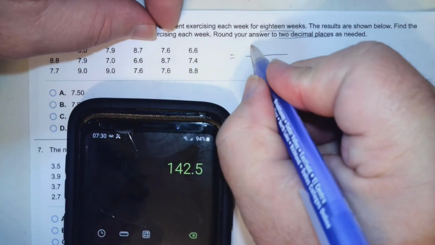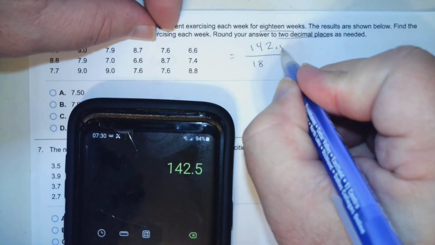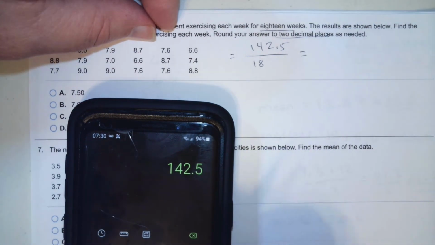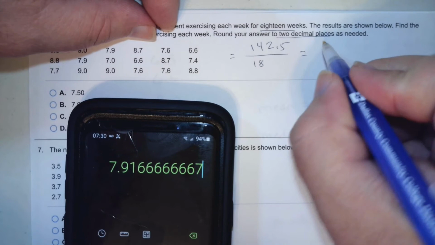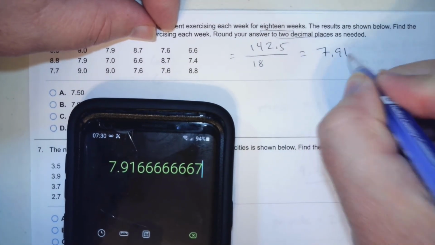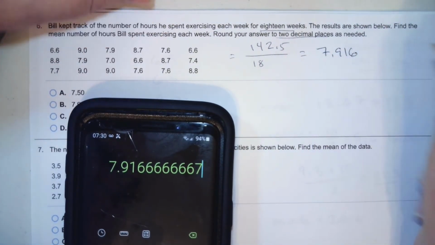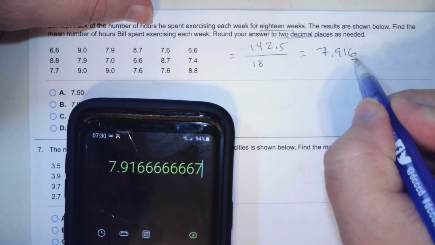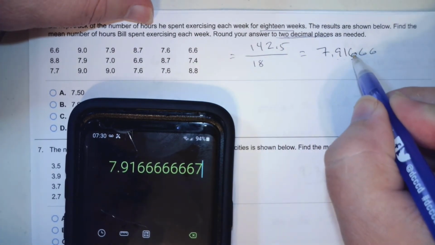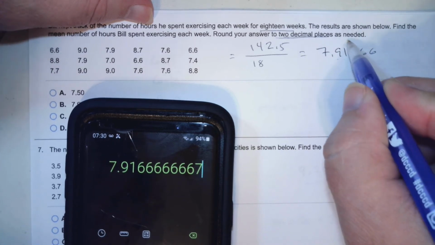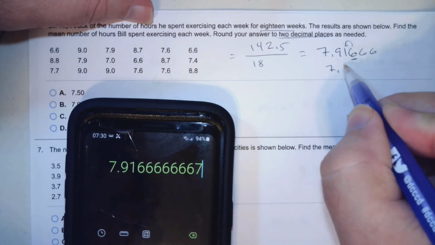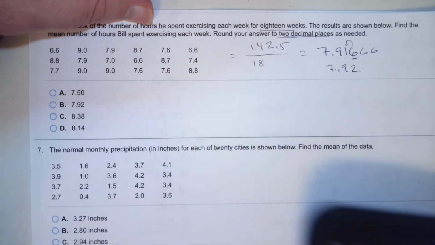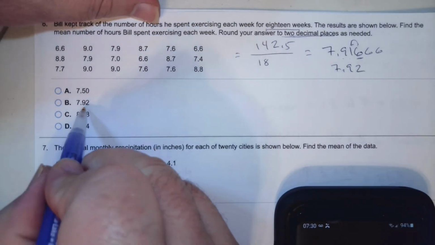He spent 142.5 hours divided by 18, 7.916. We want 2 decimal places, so we look at the third number. Since it's 5 or larger, 7.92. That's B.